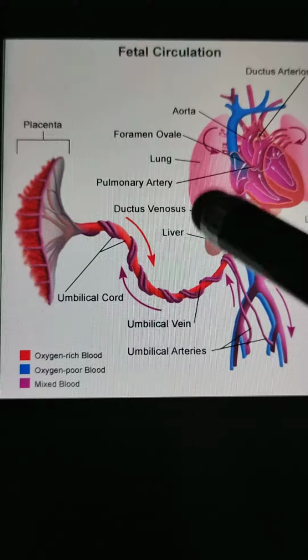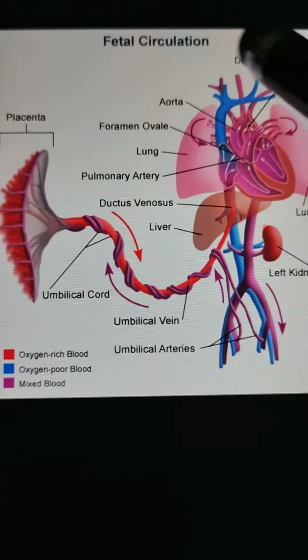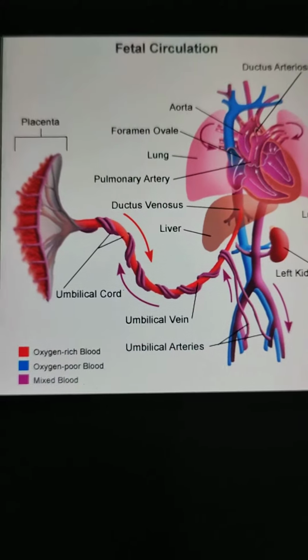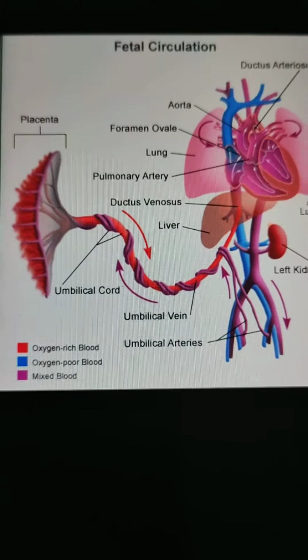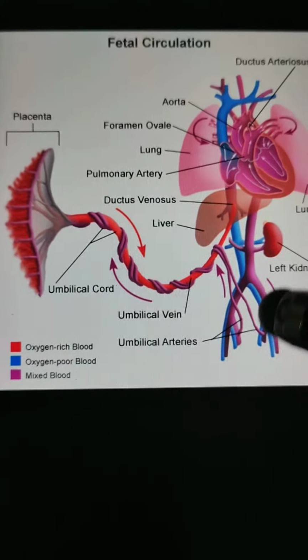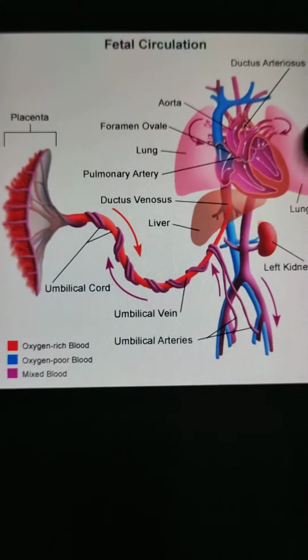So from pulmonary trunk it goes to aorta through a shunt known as ductus arteriosus, and the oxygenated blood from aorta will reach the rest of the parts of the body, whereas the deoxygenated blood will be carried by umbilical arteries and it reaches placenta again.